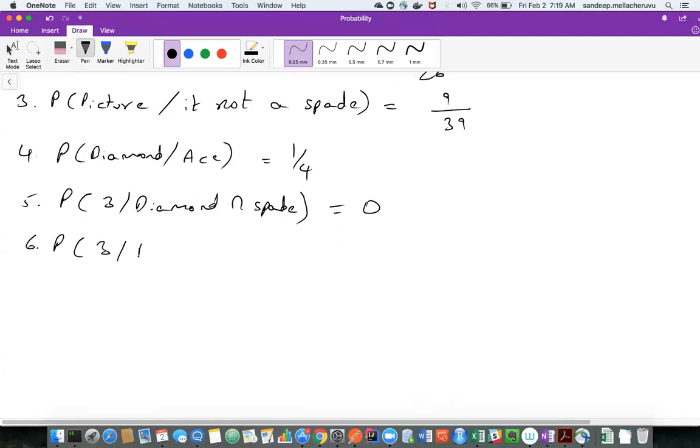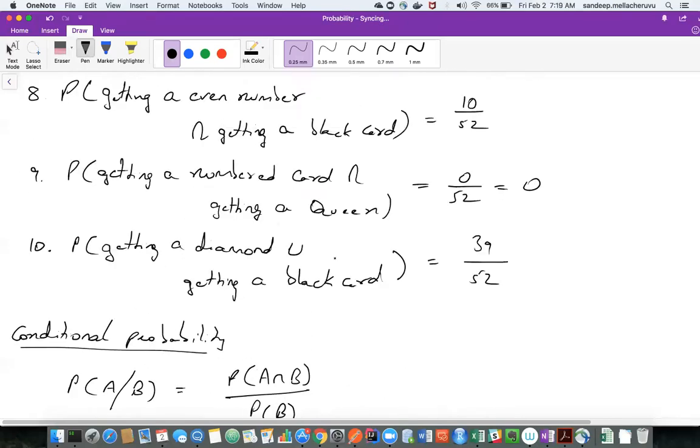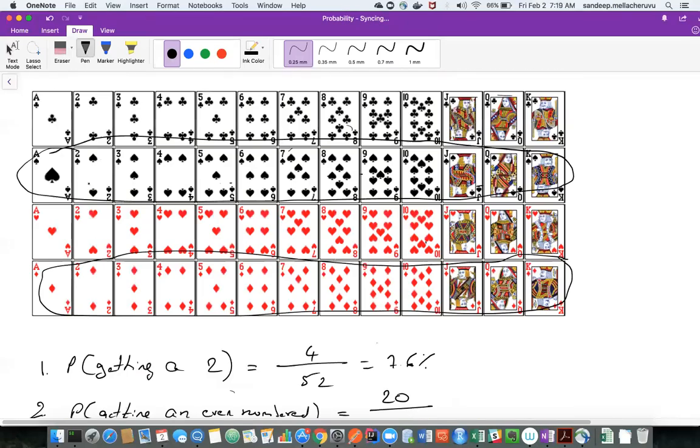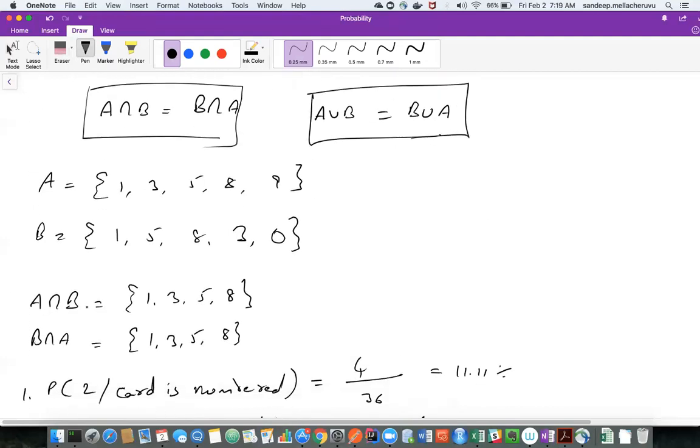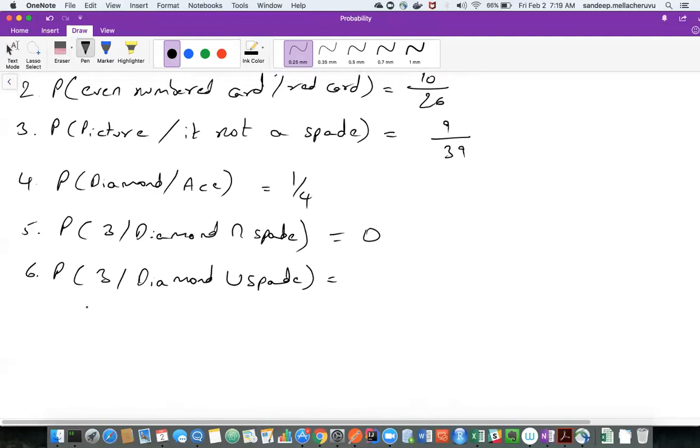Maybe I'll give this one also, just a variation of this. Diamond union spade. What happens? 2 by 26. Yes, there are 26 in the sample space, out of which there are twos, right? Twos or threes? Threes, 2 threes. So 2 by 26. Hope you are getting what I was saying.